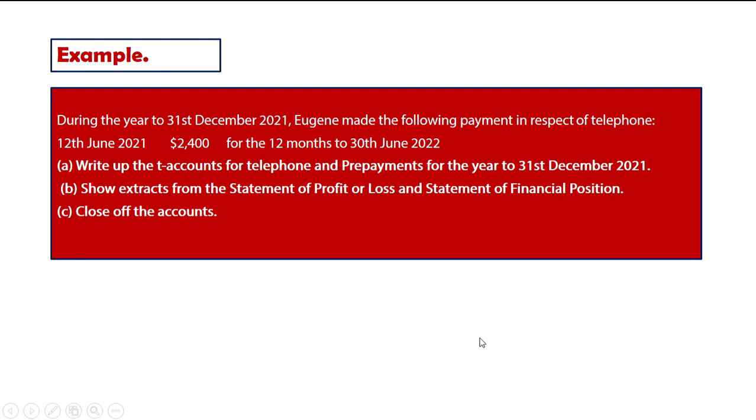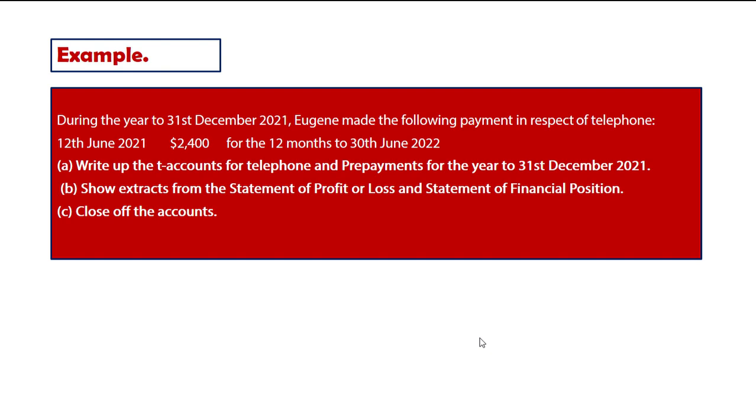So let's look at an example. During the year to 31st December 2021, Eugene made the following payment in respect of telephone. On 12 June 2021, $2,400 for the 12 months to 30th June 2022. A period that ends on 30th June 2022 obviously will begin on 1st July 2021. Half of this payment will be a prepayment.